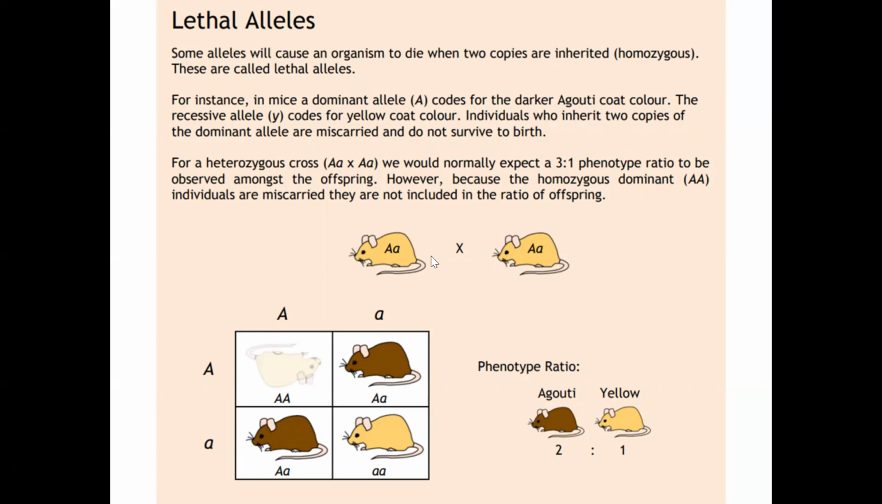That means this mouse is dead, because with the lethal allele you cannot have a white mouse; it is detrimental to the mouse. So if this was the case, we're going to have 2 of the agouti brown mice and 1 of the yellow. This actually changes our phenotypic ratio. If we look up here, it says there is a 3-to-1 phenotype ratio, but one of them dies. So we're going to be left with a 2-to-1 ratio, 2 brown to 1 yellow.